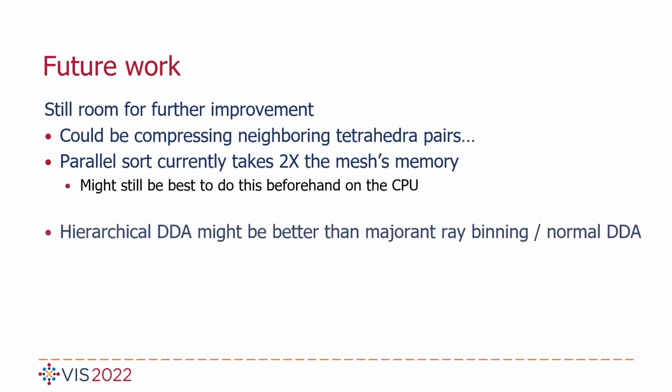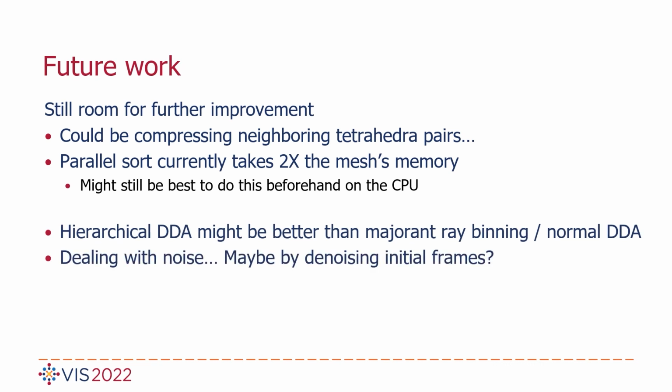Lastly, in terms of rendering, I believe it would be worth exploring a hierarchical DDA approach for datasets like the NASA landing gear, because normal DDA fails here to accurately represent majorants in that dataset without consuming too much memory. It would also be interesting to see a denoiser used to clean up the noise from initial frames, because delta tracking is a noisy process.